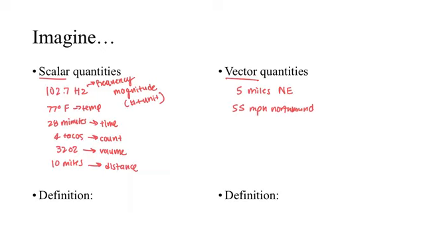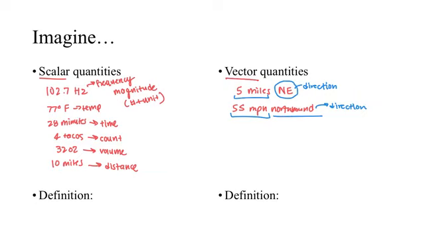Now, if we look at the right-hand side, these vector quantities have a magnitude, 5 miles, 55 miles per hour, but they have this extra piece of information, this northeast. This is a direction, right? This tells you where the beach was relative to your house. This is a displacement. 55 miles per hour northbound on the freeway. That's, again, a direction. So that tells you a little bit more than just my speed. This is actually a velocity.